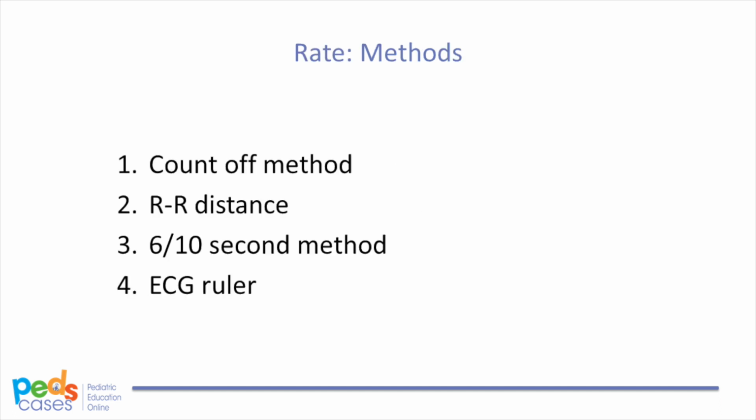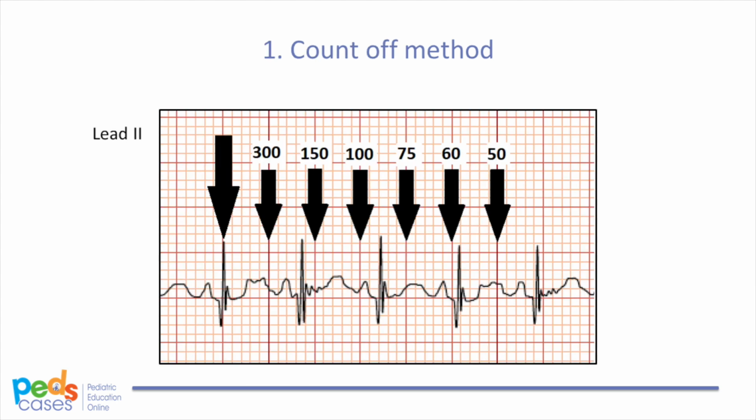There are several methods to calculate the rate, and we will review each briefly. They include 1. The count-off method, 2. R to R distance, 3. 6 or 10-second method, and 4. An ECG ruler. The count-off method is a quick way to approximate the rate.